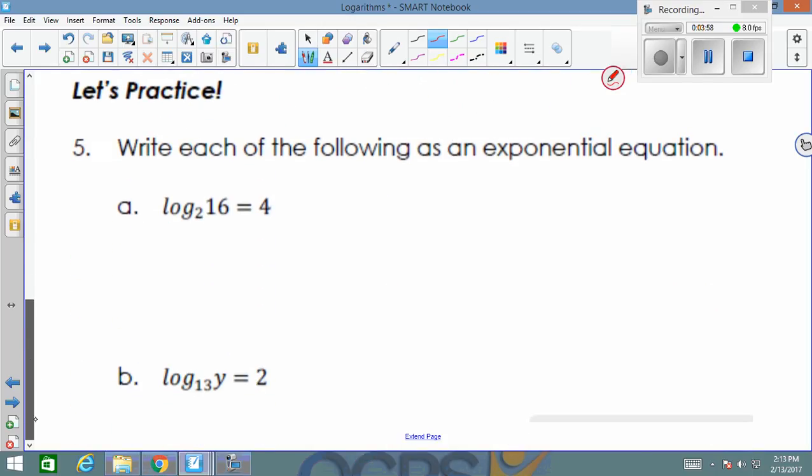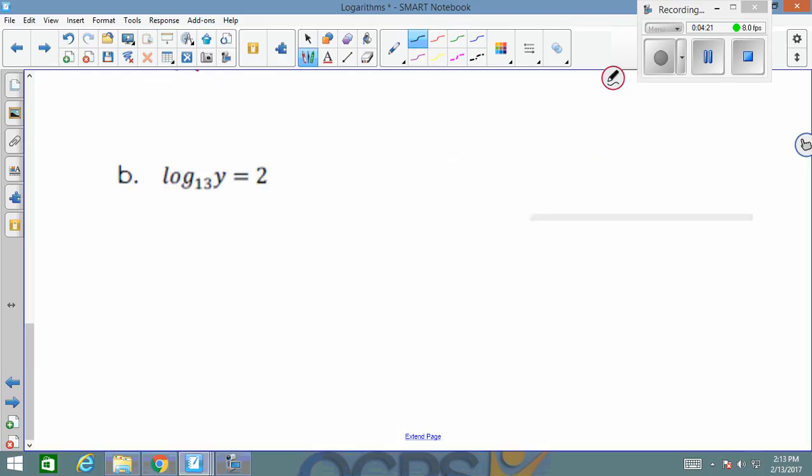Okay? So it says write each of these as an exponential function. So here, our base is going to be the base of our exponential function. The number that is equal becomes our exponent. And the number that's over here is now going to come on the other side, so it's going to be 2 to the 4th equals 16. Try the next one.